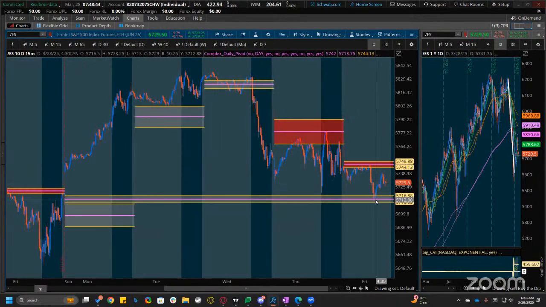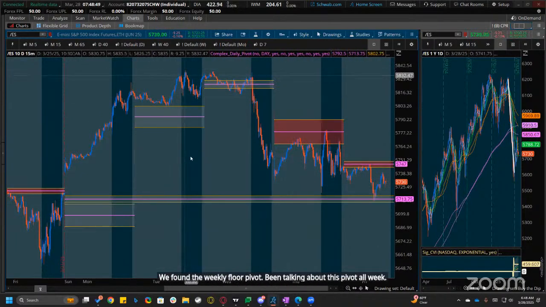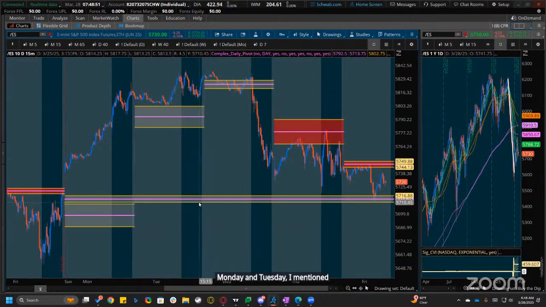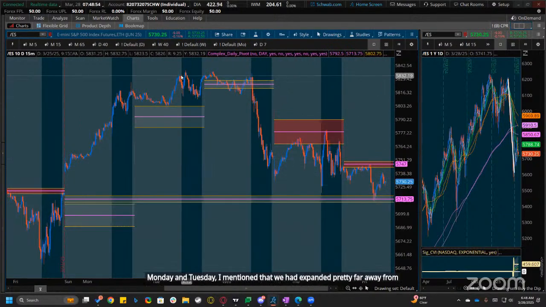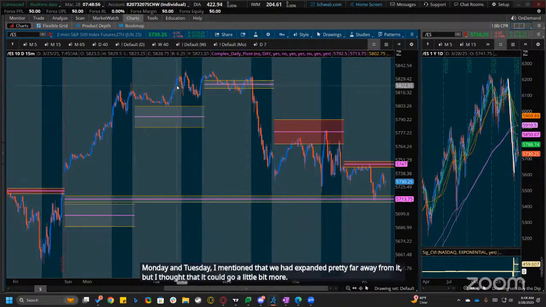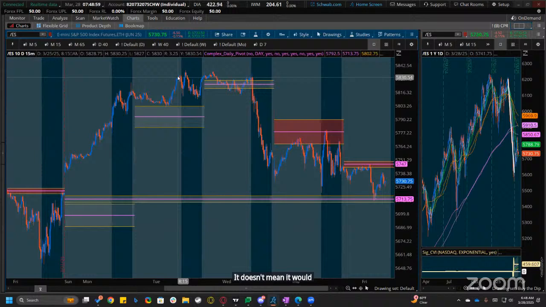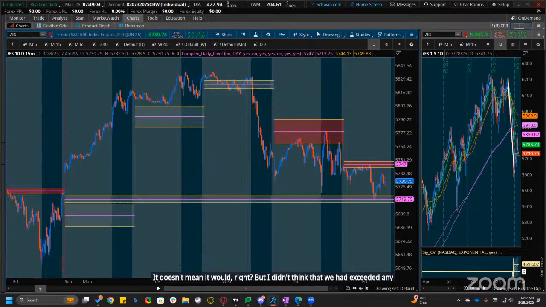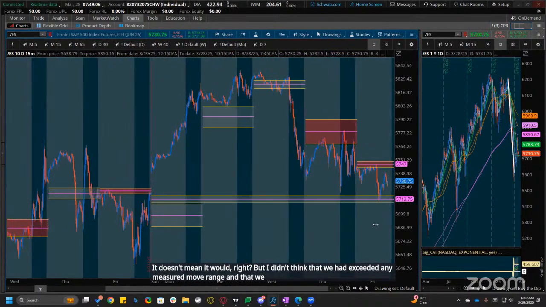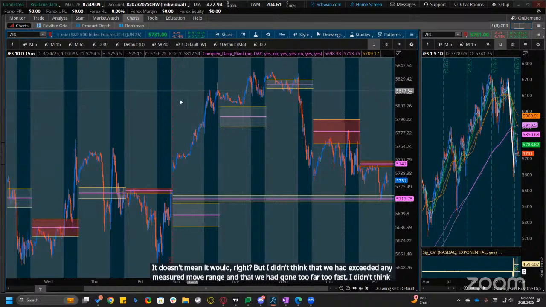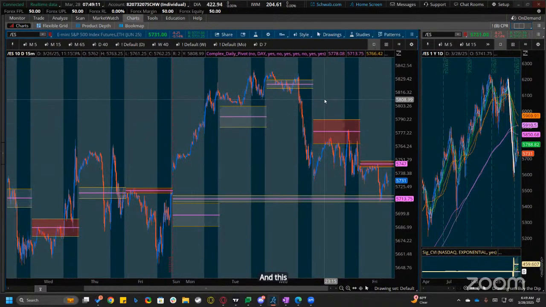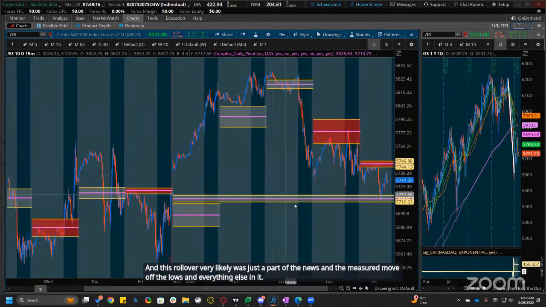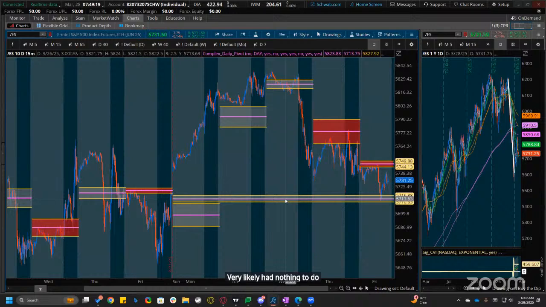We found the weekly floor pivot. Been talking about this pivot all week. Monday and Tuesday, I mentioned that we had expanded pretty far away from it, but I thought that it could go a little bit more. Doesn't mean it would, right? But I didn't think that we had exceeded any measured move range, and that we had gone too far too fast. I didn't think we had triggered anything like that. And this rollover very likely was just a part of the news and the measured move off the lows and everything else. And it very likely had nothing to do with this weekly pivot.